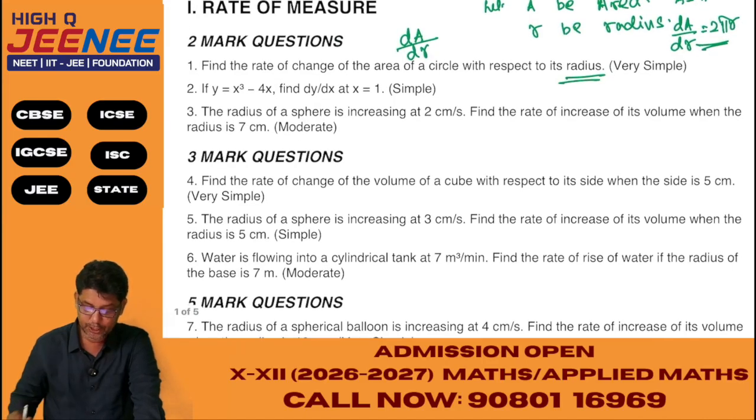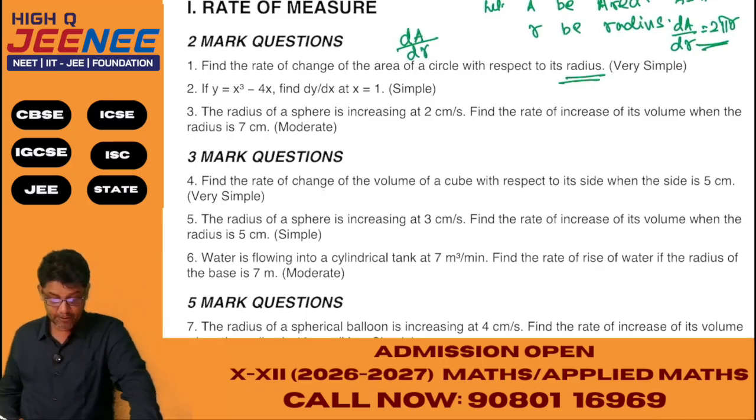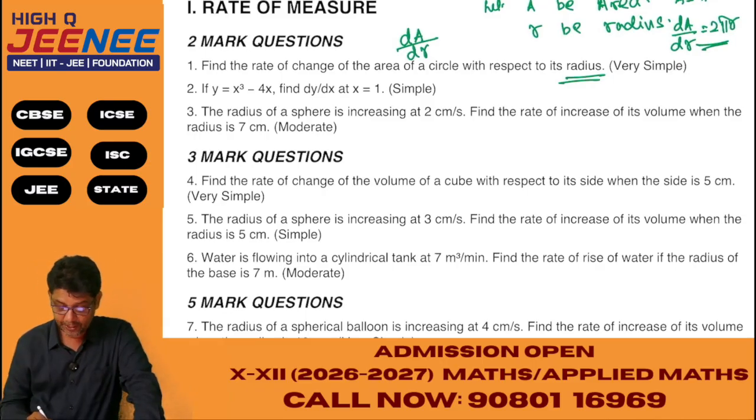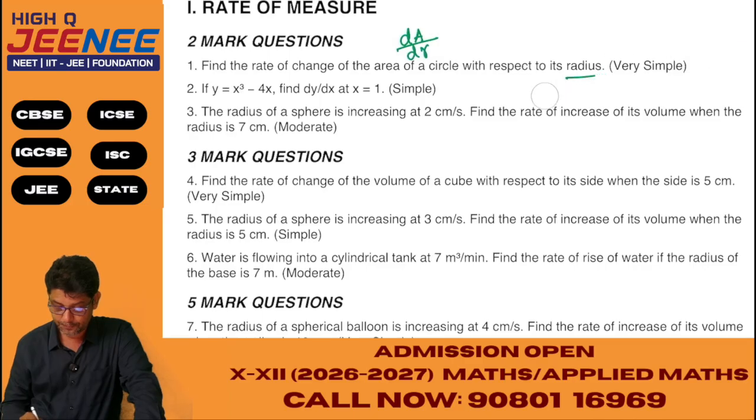Y equal to x cube minus 4x. Find dy by dx at x is equal to 1. Can you please find it out on your own? Find dy by dx at x is equal to 1.